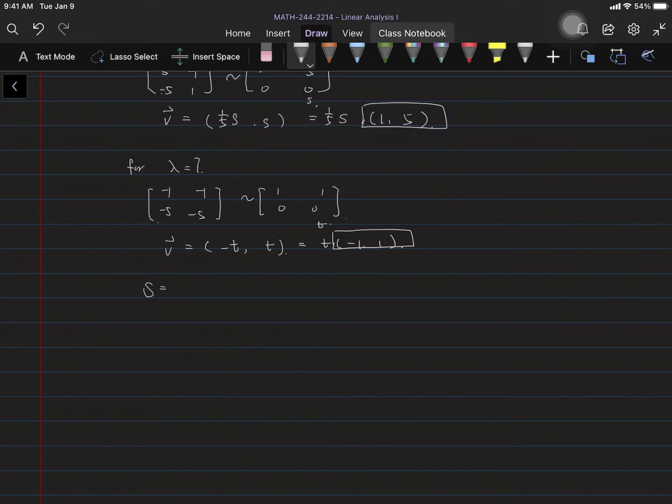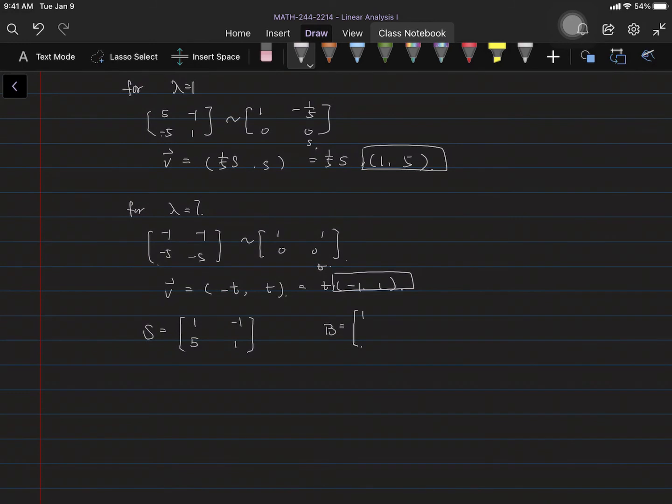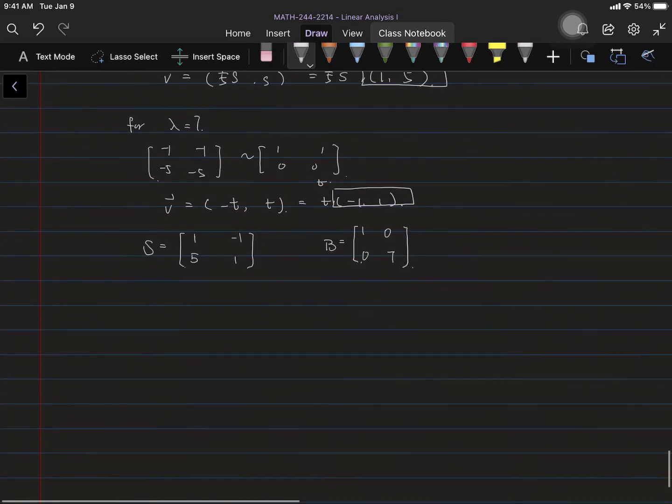And what is S? S is made by the eigenvectors. So (1, 5) is v1. Next, v2. And what is B? B should be lambda 1, lambda 2. Corresponding to (1, 5), the eigenvalue is 1. And corresponding to v2 should be 7. Like this. Right? Okay.